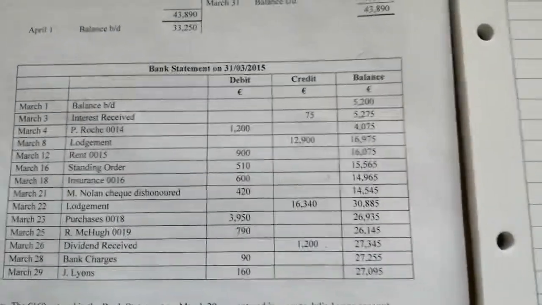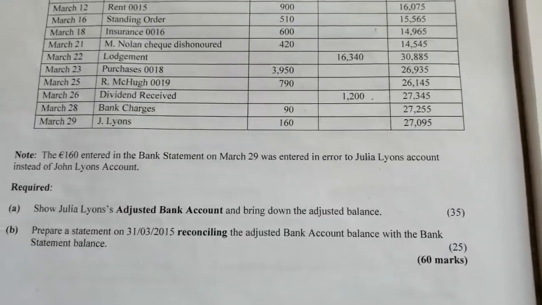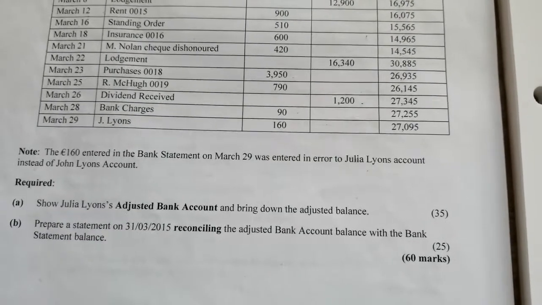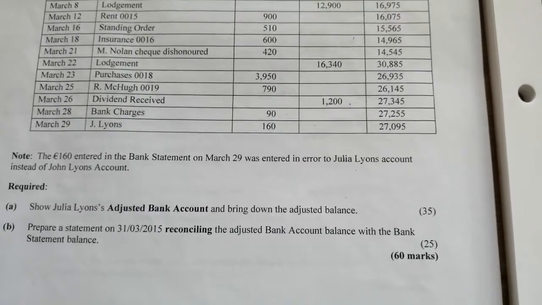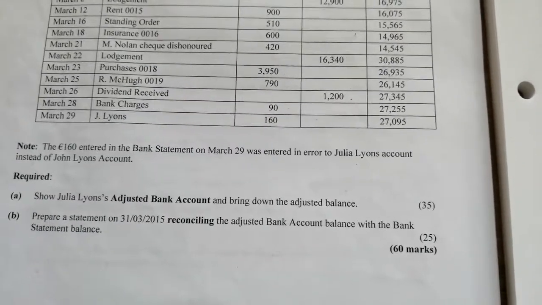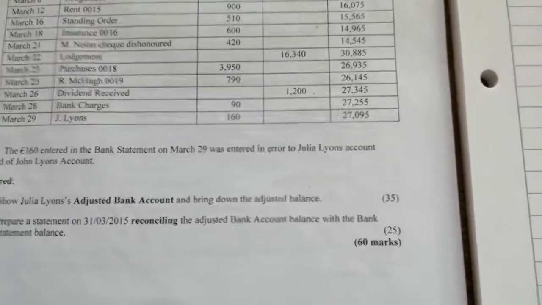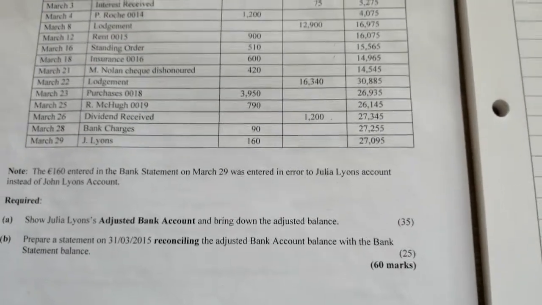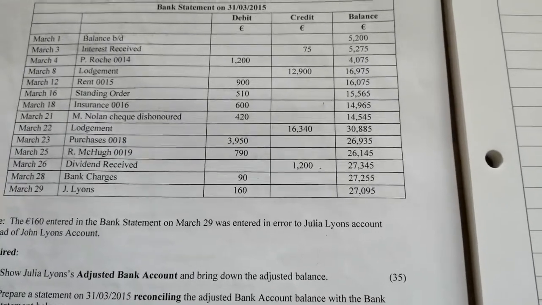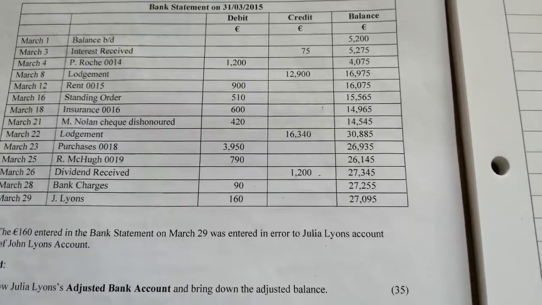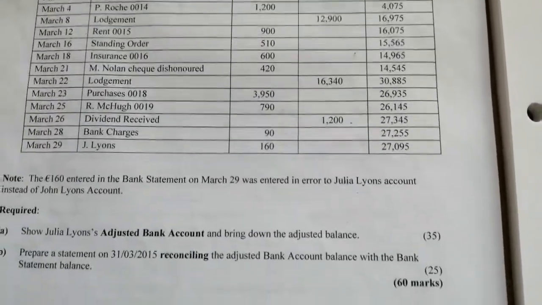Okay. So just before we get into it, there's one extra piece of information, and there usually is in these questions. It says the €160 entered in the bank statement on March 29 was entered in error to Julia Lyons' account instead of John Lyons' account. So they would normally give you a note if there was a mistake made, and that's the one mistake in it. Now, there are other items that we'll need to change, not because they were a mistake, it's just that maybe they haven't been processed yet. So one mistake, and then there are other, if you like, processing issues that we need to take care of.